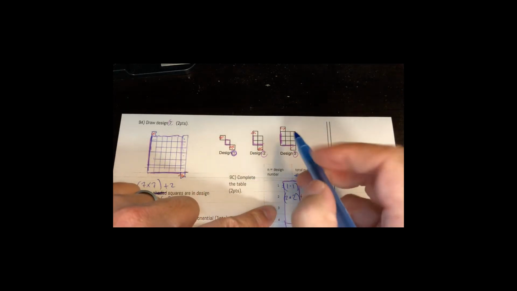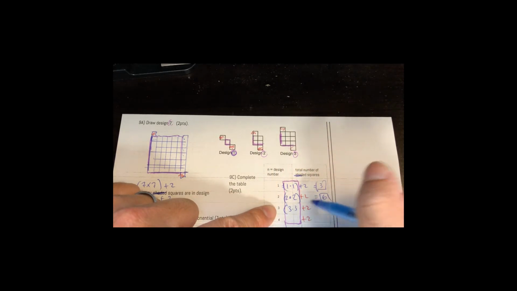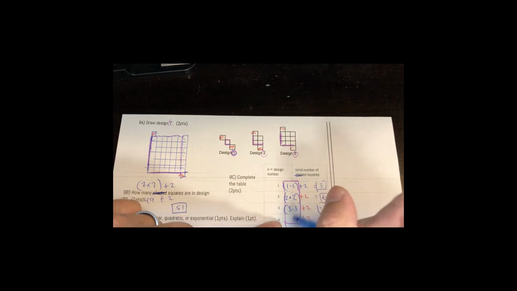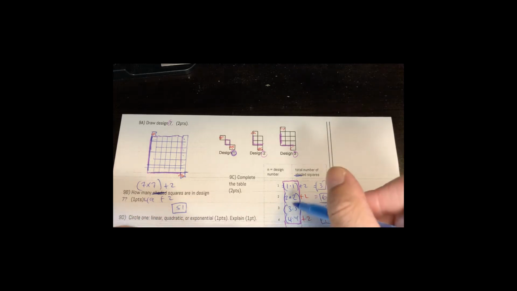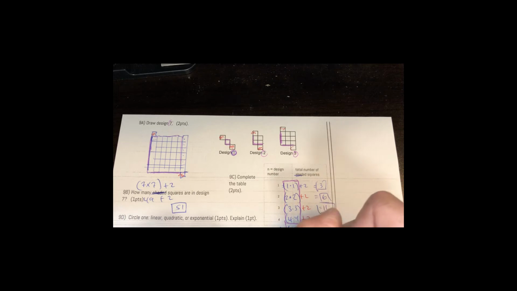Total number of squares. And then this would be a 3 by 3 plus 2, so 3 times 3 is 9, 9 plus 2 is 11. And then a 4 by 4, which you don't even have a picture for, you can just follow the pattern. That would be 16 plus 2 is 18. And then let's just say you did 7, so it was 7 times 7 plus 2, so 49 plus 2 is 51. And then they always call that design n, so that would be n times n plus 2, and n times n is n squared, so n squared plus 2.